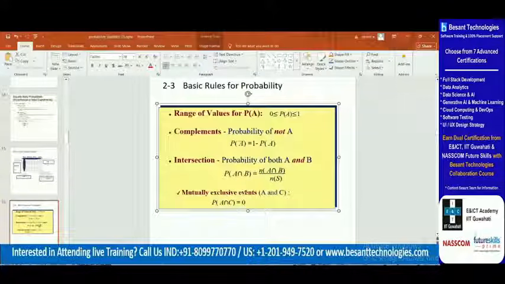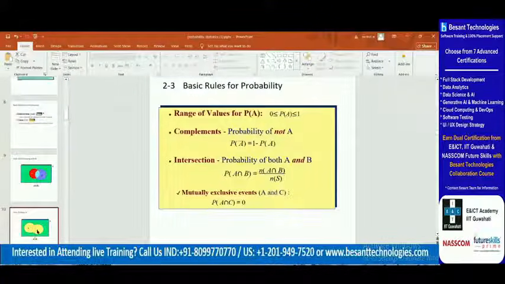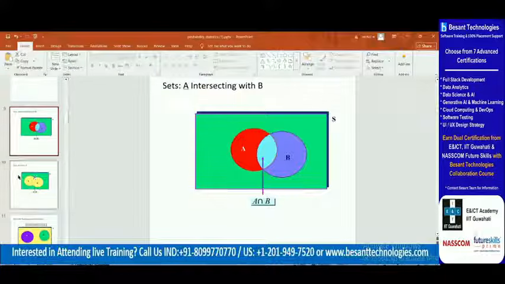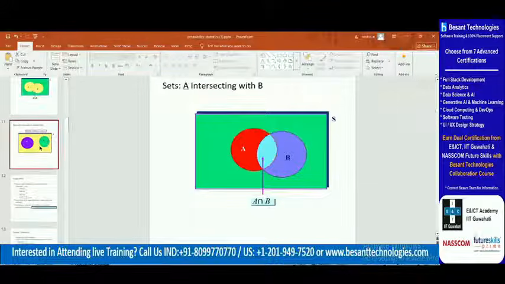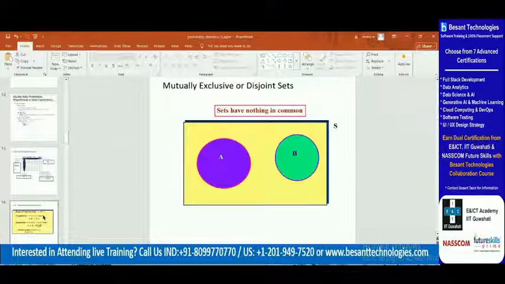Mutually exclusive event means you won't have anything in the intersection. This intersection is going to be 0 because you cannot join both, if it is going to be both mutually exclusive sets. At that time, you can have it as a 0 like this.